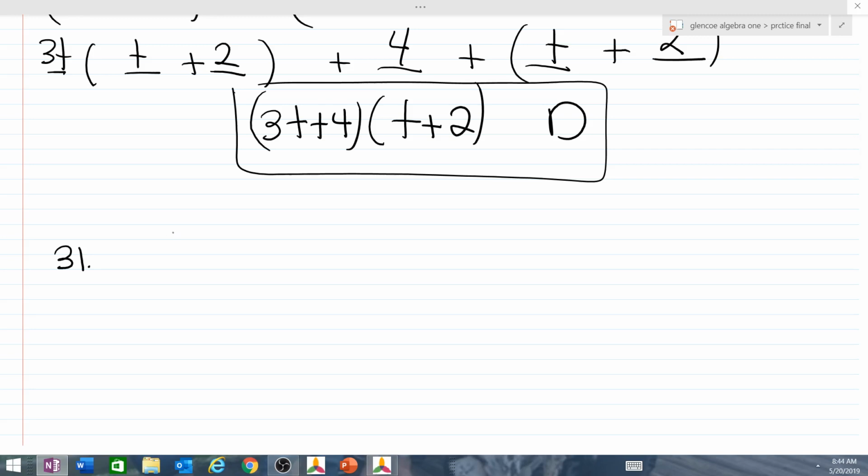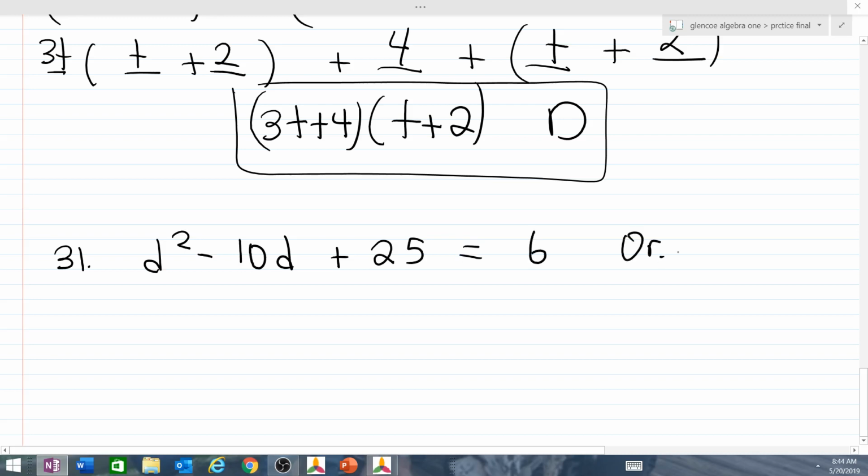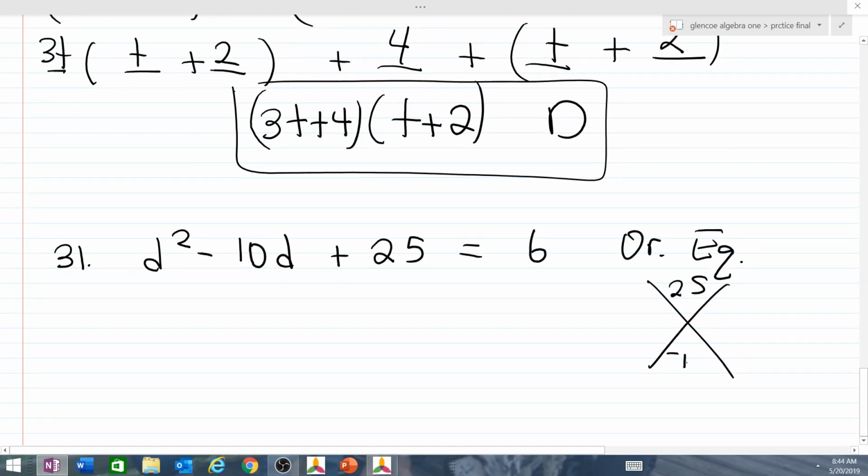You had to realize that the left-hand side of this equation happens to be a perfect square trinomial, which means that when you factor the left-hand side, it's going to factor to two equal factors. What multiplies to 25 and at the same time adds to negative 10? Negative 5 and negative 5. So this would become (d minus 5) quantity squared equals 6.